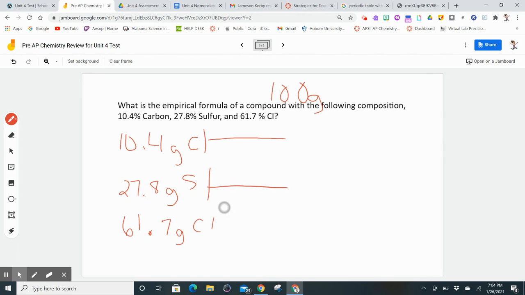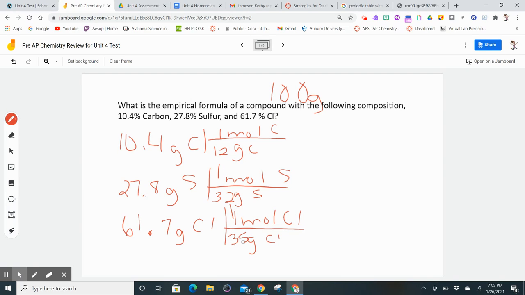So the next step is that we change all of these grams into moles using our little railroad tracks here. Okay, so grams of carbon in 1 mole of carbon is 12. We get that off the periodic table. Grams of sulfur in 1 mole of sulfur would be 32. And grams of chlorine in 1 mole of chlorine would be 35.5 actually.